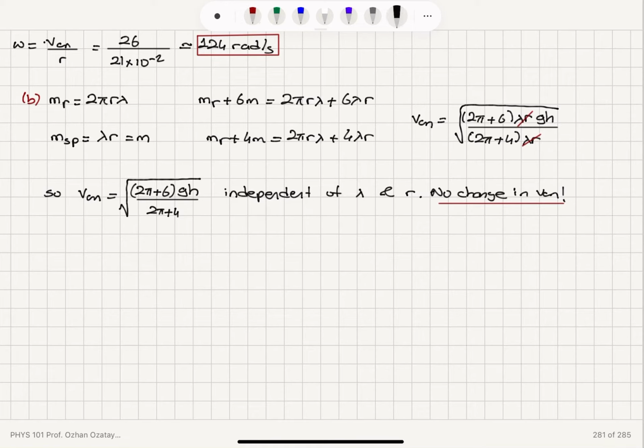But if I look at the angular speed, it is actually the center of mass speed divided by r, since v is equal to omega r. So if we double the diameter, we will be doubling the radius. Because the center of mass speed does not change, omega would be halved. So we will have 1 over 2 times the original omega that we obtained in part A.